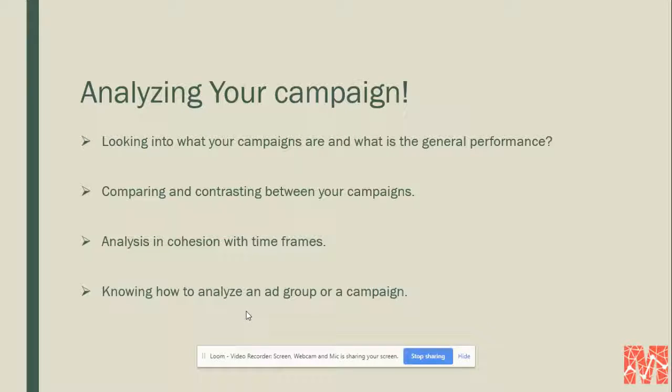Apart from what I have spoken, the screen has four main bullets to tell you what a basic optimization and analysis is for your campaign. It is about looking into what your campaigns are and what is the general performance, comparing and contrasting between your campaigns, analysis in cohesion with the time frames, and knowing how to analyze an ad group or a campaign.